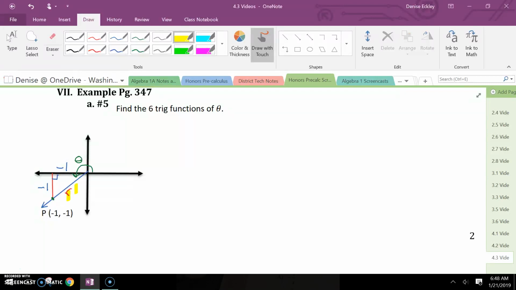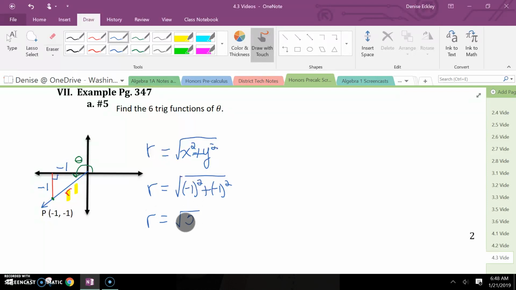and I have to find the value of R using Pythagorean theorem. So R is equal to the square root of x squared plus y squared. So in our case, R is going to be the square root of -1 squared plus -1 squared. So R is going to be the square root of 2.